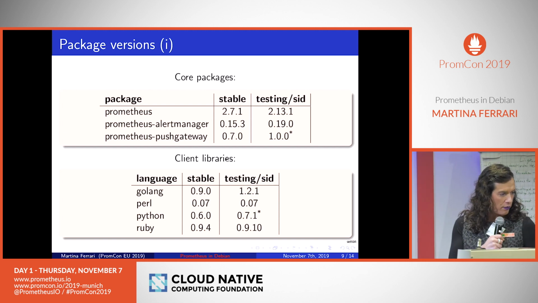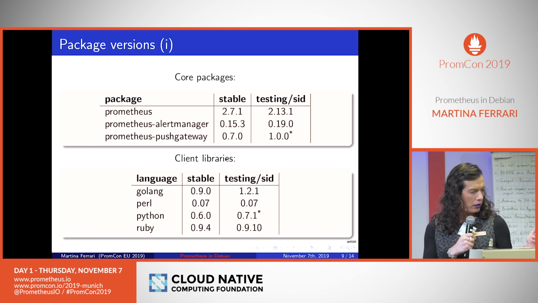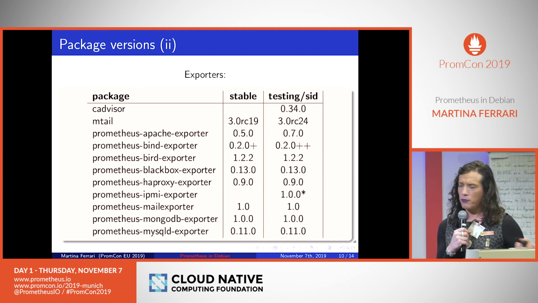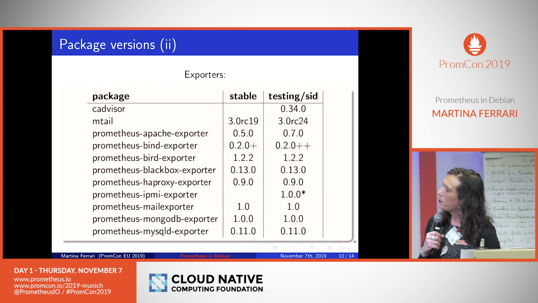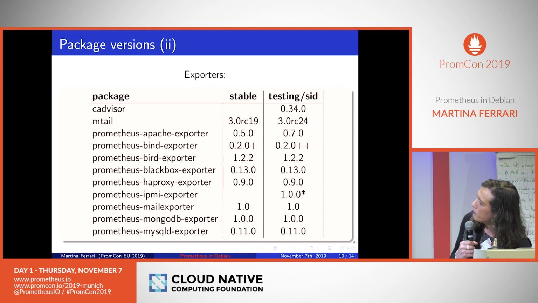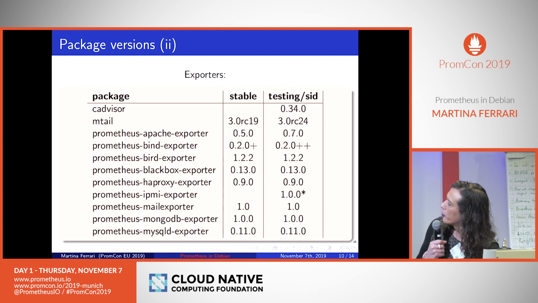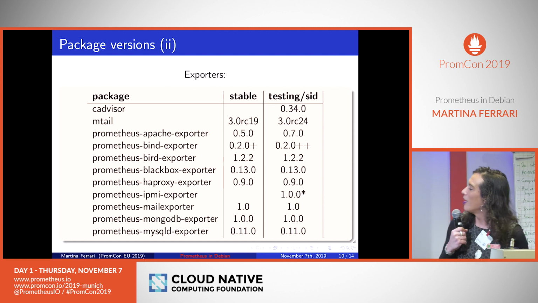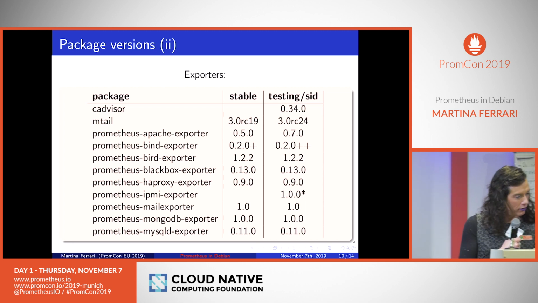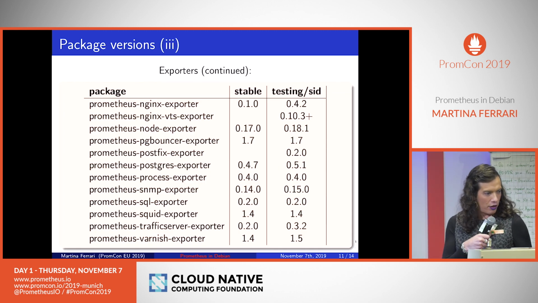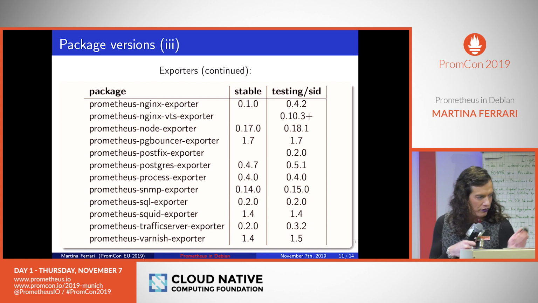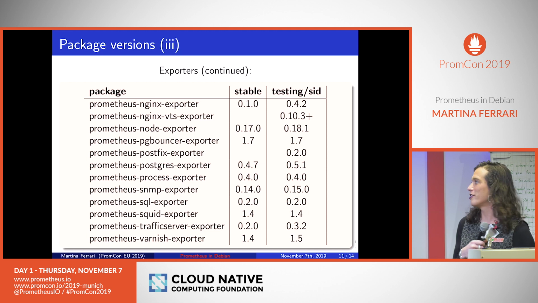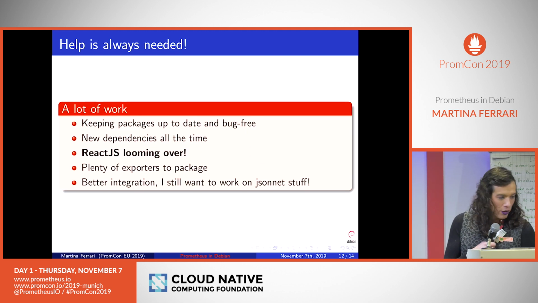We have the client libraries also: Golang, Perl, Python, and Ruby. We have like 23 exporters. Those are maintained by different people, not only me. You can see Apache, Bind, Bird, the Black Box exporter, HAProxy, IPMI was uploaded like 2 hours ago, thanks to Daniel. Mail exporter, MongoDB, MySQL, Nginx, Node, PostgreSQL, Postfix, Process, SNMP, SQL, Traffic Server, and Varnish. Loads. So it's a lot of work.